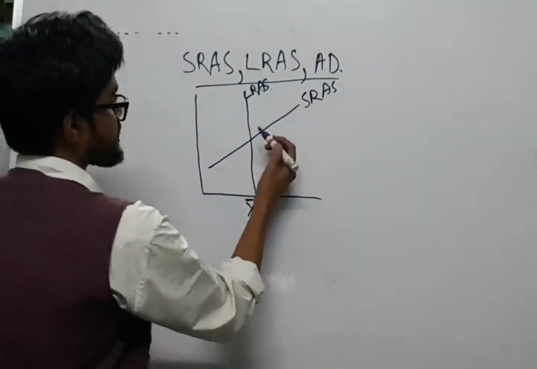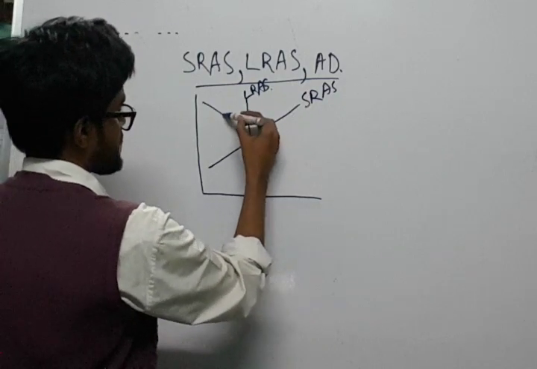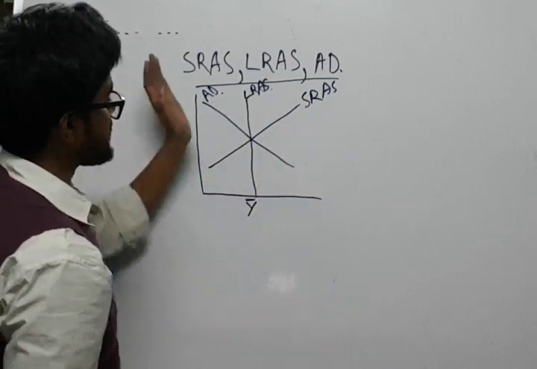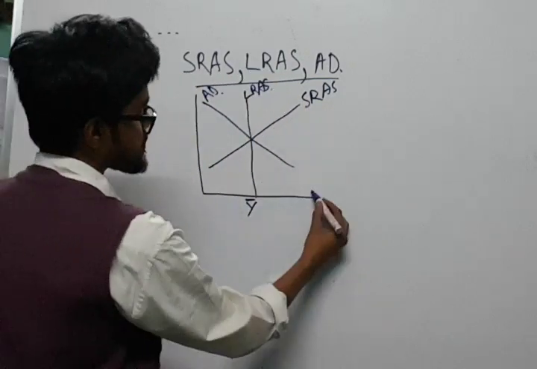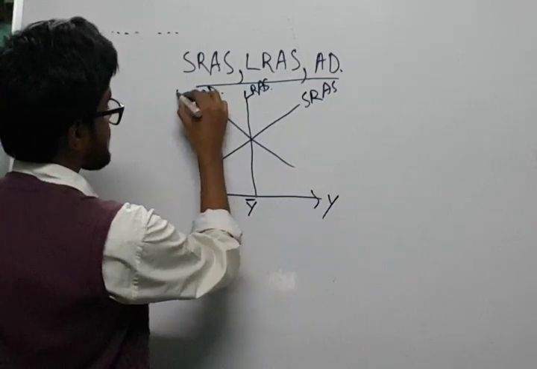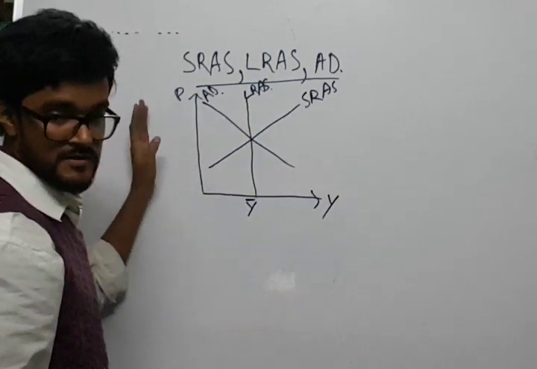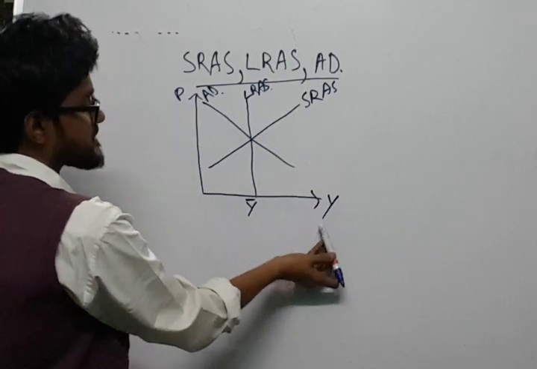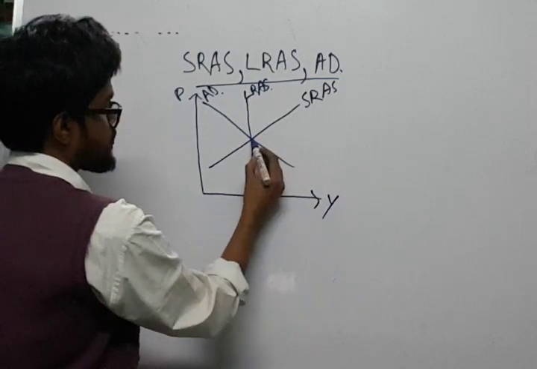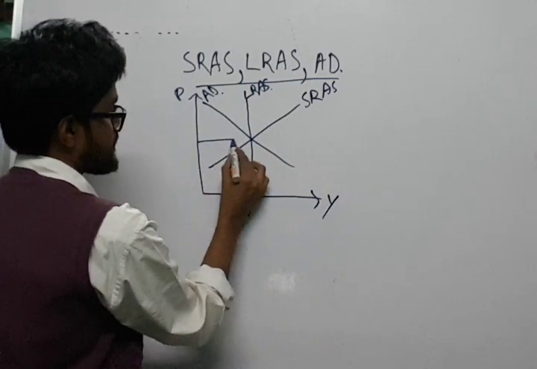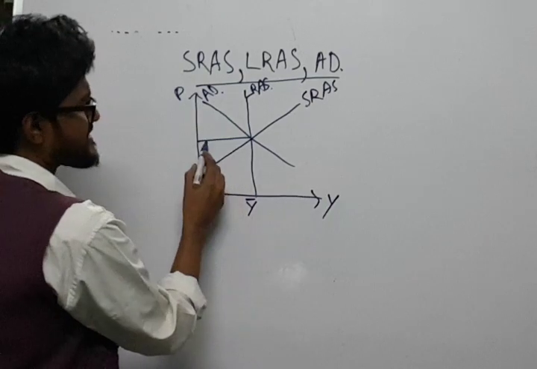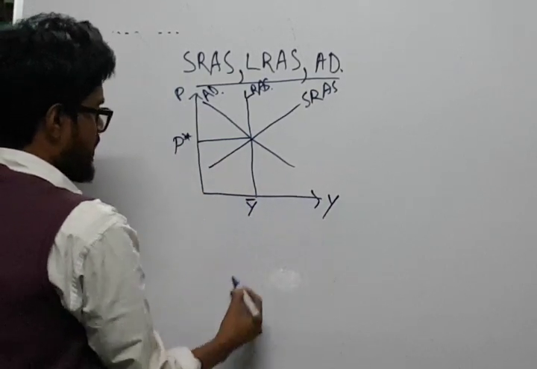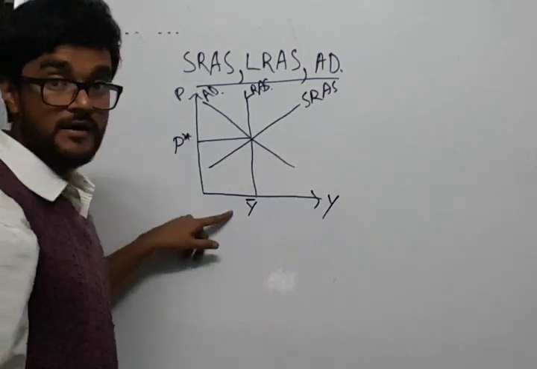And the aggregate demand curve is like this. The aggregate demand curve is negatively sloped because as price increases, the demand for commodities decreases, and as price decreases, the demand for commodities increases. So we get it here. At this level, the price is P star and the output is Y bar.